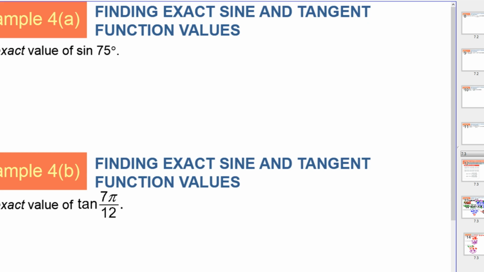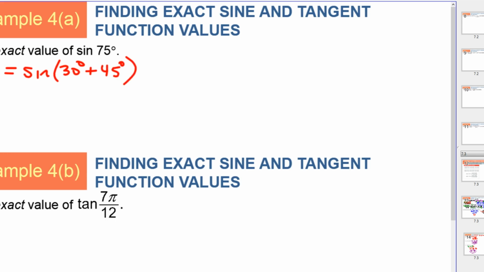All right, number 4a. Find the exact value of sine 75. Well, we've already kind of done one like this. 75. Exact value means use the chart, but I don't have 75 in my chart. So your job is to make 75 out of stuff that we know in the chart. Well, how about 30 plus 45? That'll work. We're going to say sine 75 is the same thing as sine 30 plus 45.